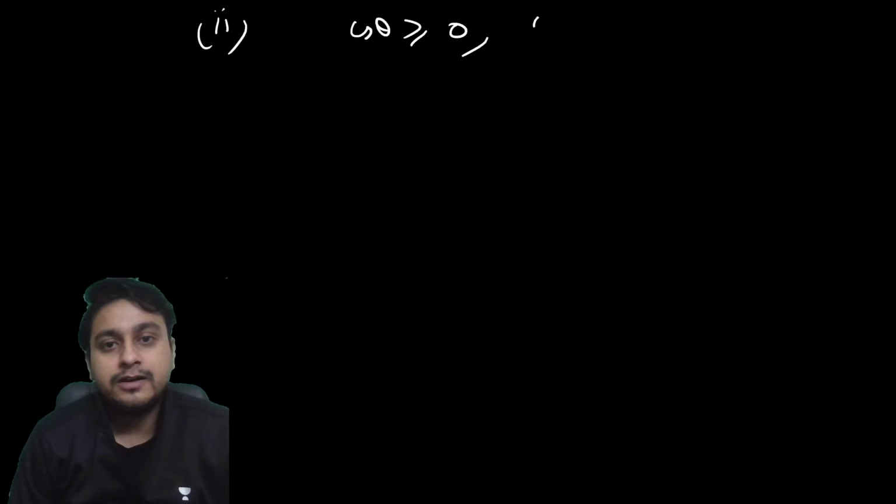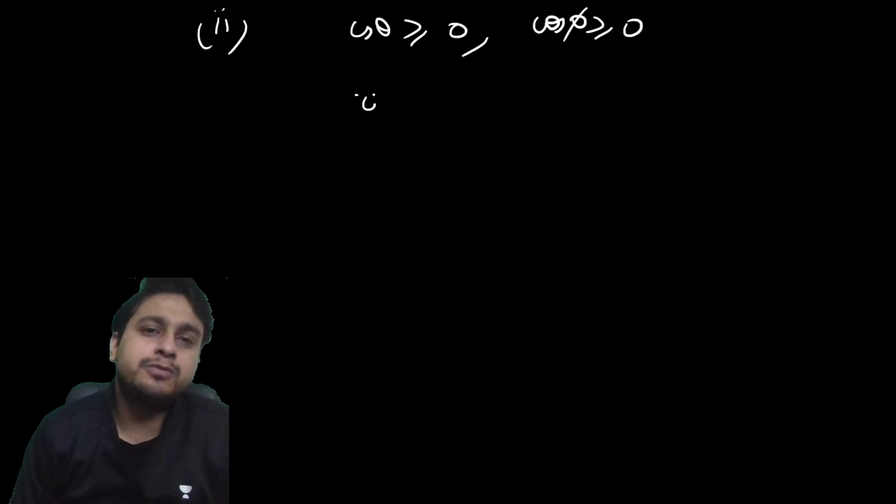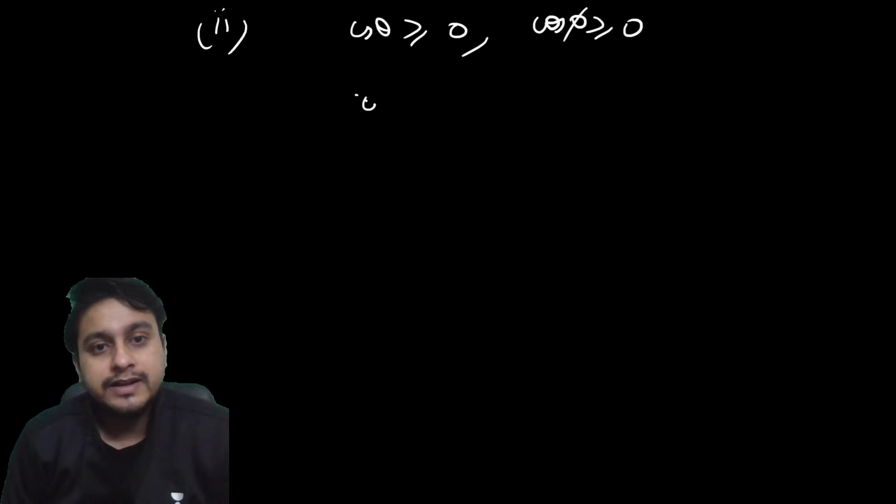So guys, what we will be doing is, for the second one, cos theta is greater than 0 and cos phi is greater than 0. So we have what, guys? You can say that both of them are greater than 0. So we'll get theta between 0 and 90.